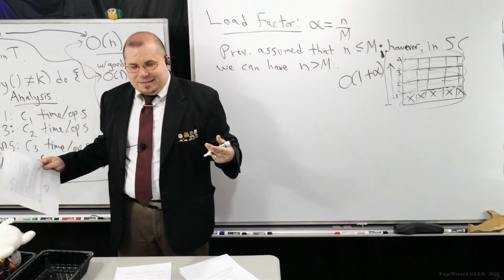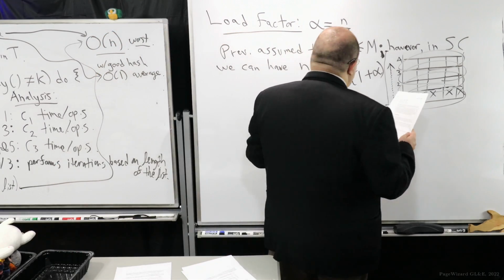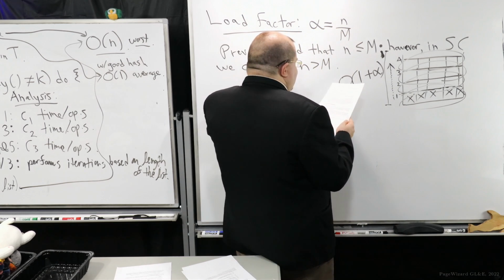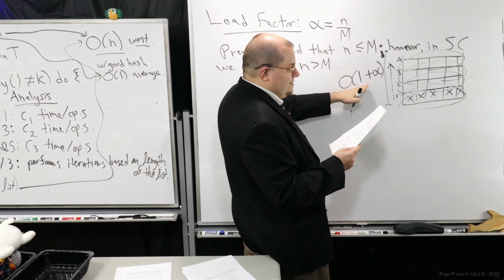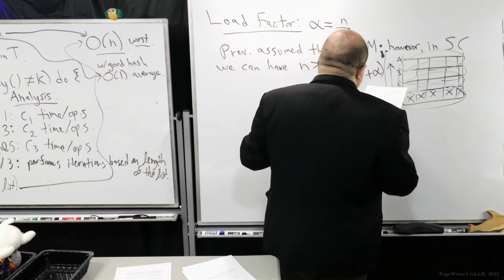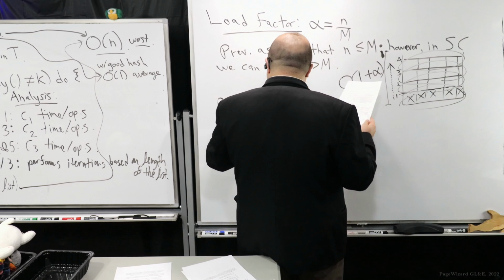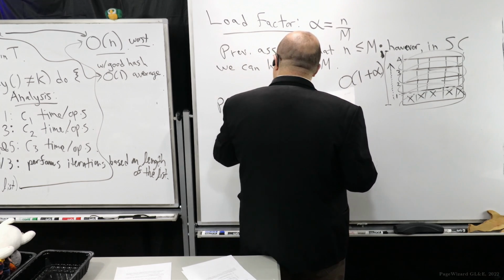So you might say that the time to traverse the list on average is this. So here's a practice that you can use to make sure that big O of 1 plus alpha stays big O of 1.